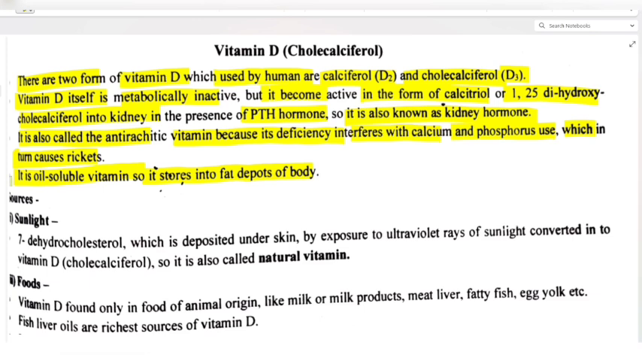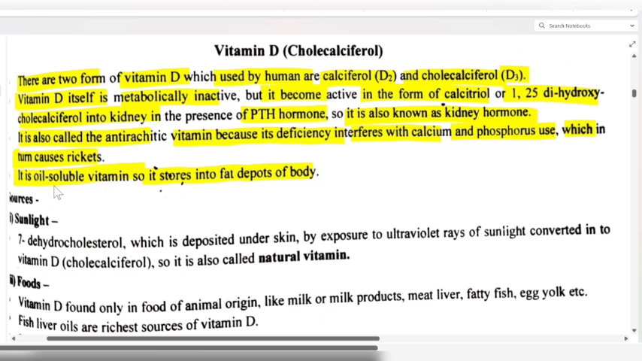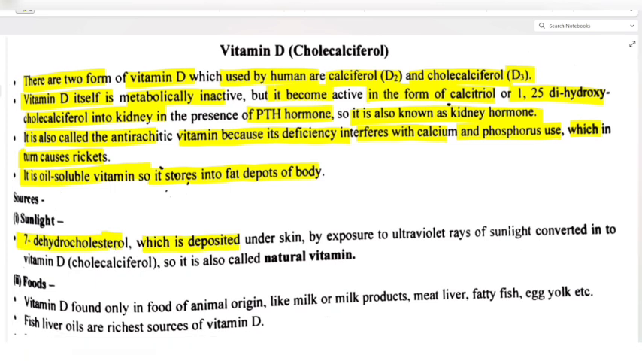So what are the sources? That is sunlight. 7-dehydrocholesterol, which is deposited under the skin, on exposure to ultraviolet rays of sunlight is converted into vitamin D, that is cholecalciferol. So it is also called the natural vitamin.